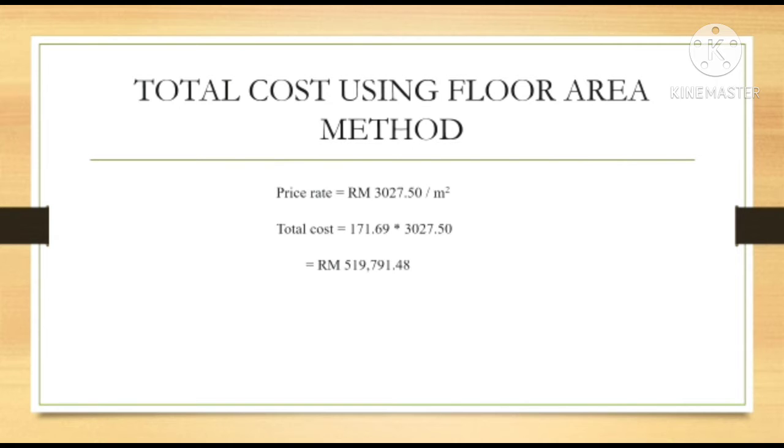So the price rate of our house is 3,027.50 per meter square, which is 3,027 ringgit and 50 cent per meter square. So the total cost is total area times by price rate. So the total cost is 519,791 ringgit and 48 cent.